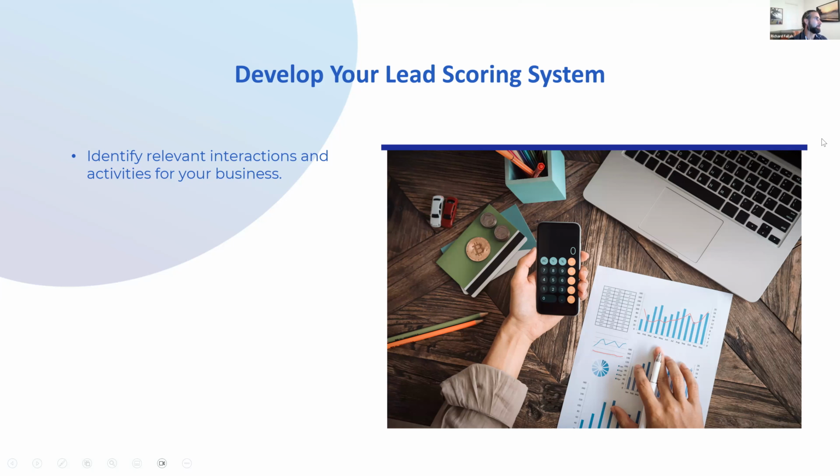But there are some basic things that you should do when developing your own lead scoring system. Do not get overwhelmed. This is actually simpler than it looks. First, you identify the interactions that are relevant for your business. So let me pull that sheet real quick.